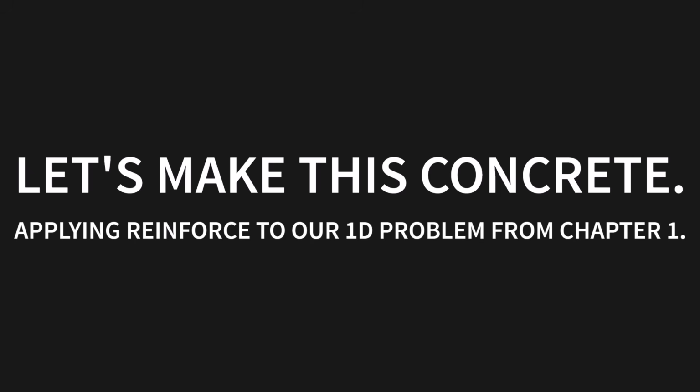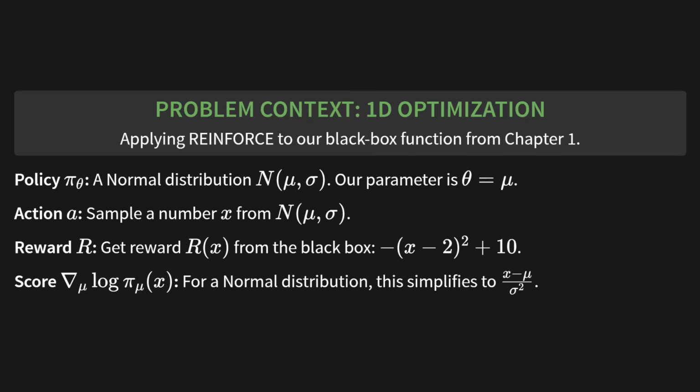Okay, let's review the problem context. We're applying REINFORCE to that black box function from before. Our policy, pi theta, is a normal distribution. Our learnable parameter, theta, is just the mean of that distribution, mu. Our action, a, is just sampling a single number, x, from that normal distribution. Our reward, R, comes from the black box: negative (x minus 2) squared plus 10. And finally, the score, that gradient of the log probability term. For a normal distribution, this simplifies down to a beautiful, simple expression: (x minus mu) divided by sigma squared.